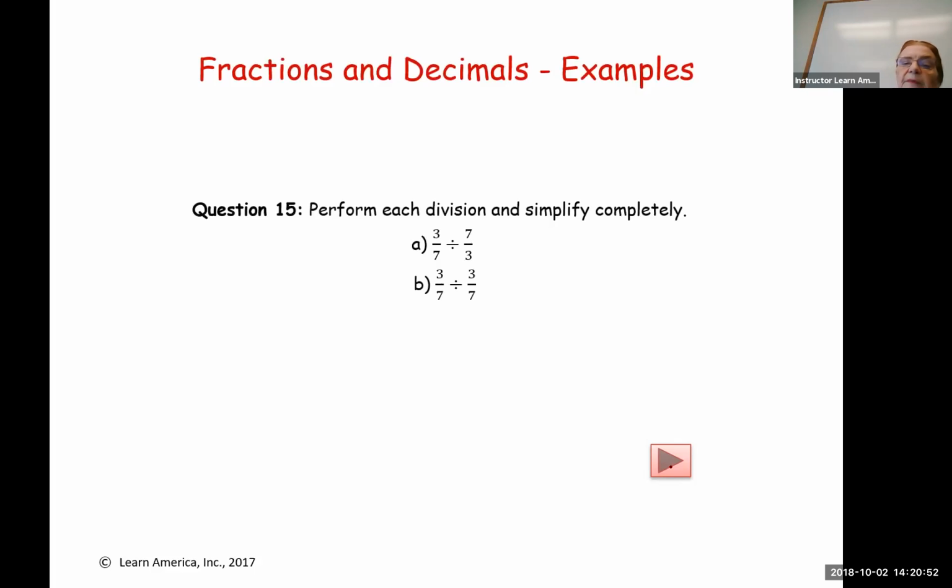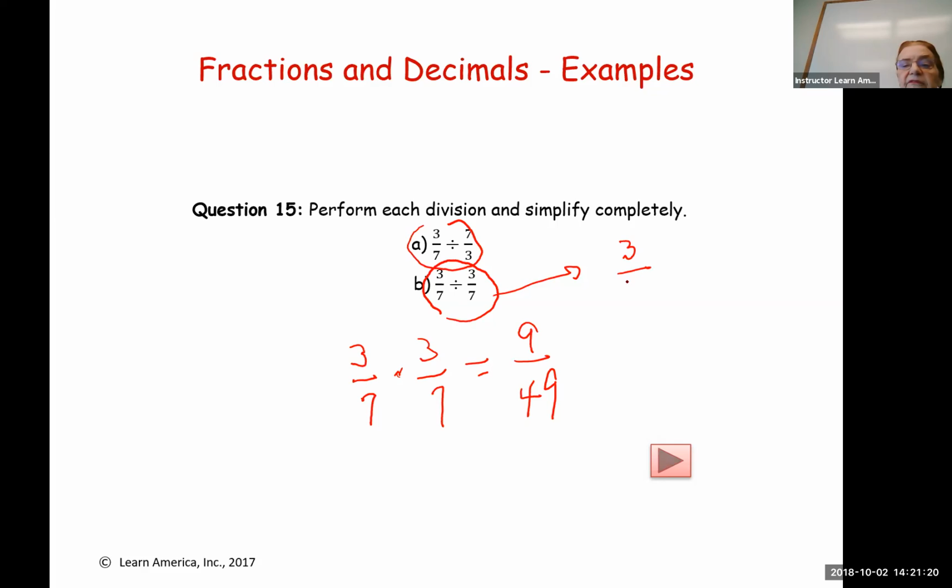Okay. Now remember that division is the same as multiplication by an inverse. So if we are dividing 3/7 by 7/3, it's the same as multiplying 3/7 by 3/7. And so the answer is going to be 9 over 49. Now, notice in the next one, 3/7 divided by 3/7, we can go through the routine of changing it to a multiplication, multiplying by the inverse, and then canceling the common factors and getting 1.